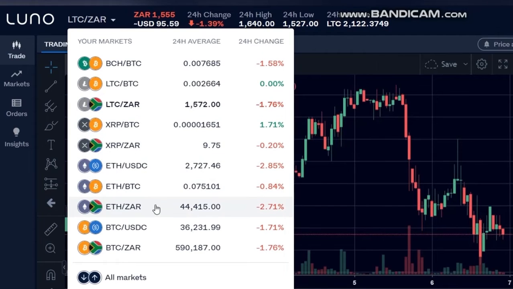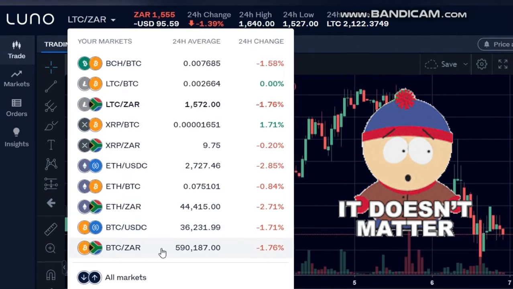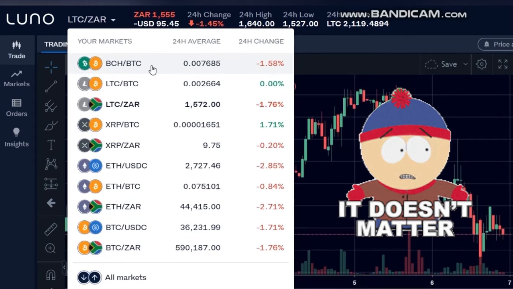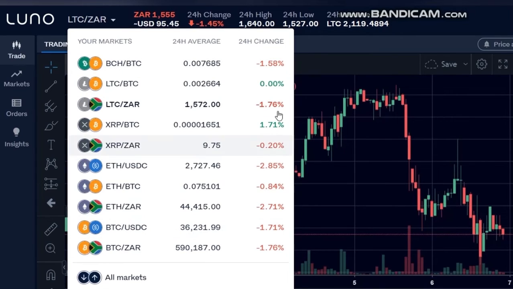The order in which all the currency pairs are listed here doesn't matter because in every trading platform they are in a randomized manner. These are average prices of the currency pairs, and this is the performance or the 24-hour change of all currency pairs. And that is what we call currency pairs in the forex market.